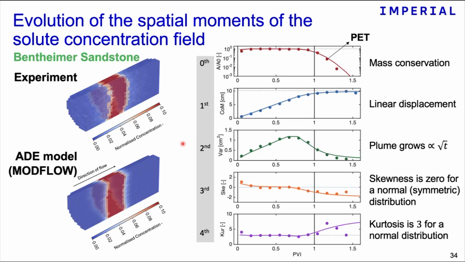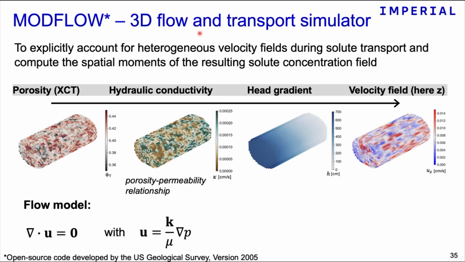To obtain the same information for the more heterogeneous samples, we had to resort to a more complex numerical model, in this case a 3-dimensional model, so that we can account for heterogeneities in the sample. In particular, we used ModFlow, which is an open source code developed by the US Geological Survey, right? Where you basically start from your porosity map, which you obtain from X-ray tomography. You can predict the field of the hydraulic conductivity using a specific relationship. And using that, the model solves the flow equations, conservation of mass, basically, to obtain a velocity field, which reflects the heterogeneity of your rock sample.